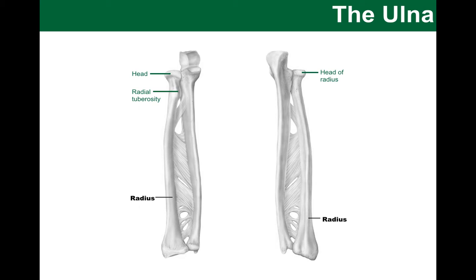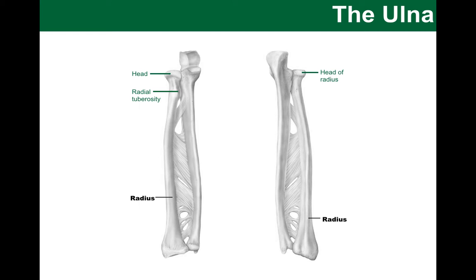For radius, I would like you to know the head, which articulates with both the humerus and ulna, and also the radial tuberosity, which is this little bump. It is important for where the bicep muscles attach. And that will do for radius.